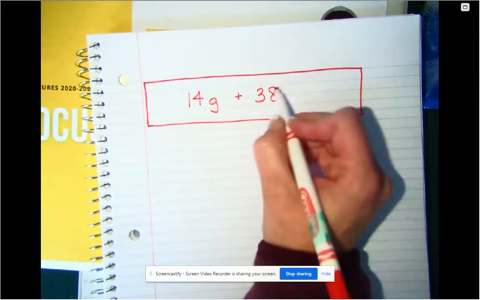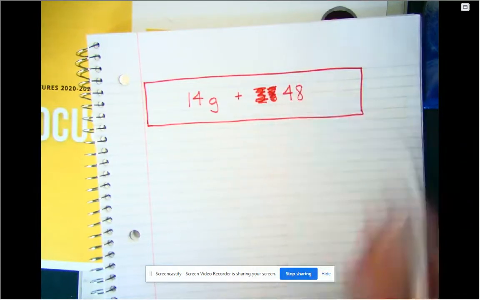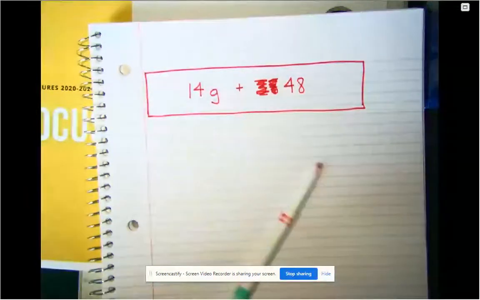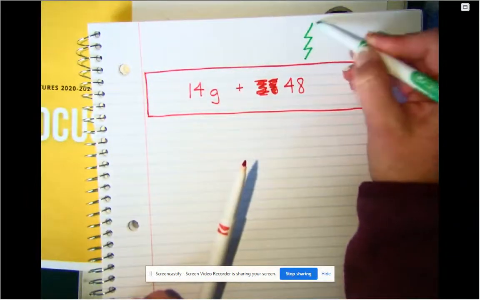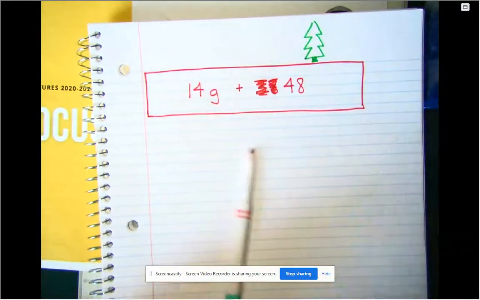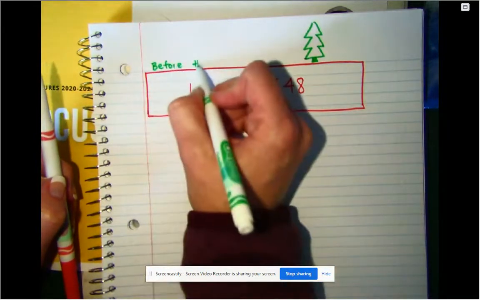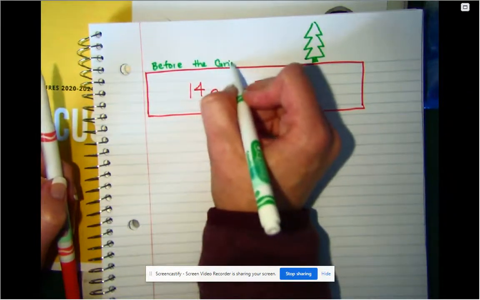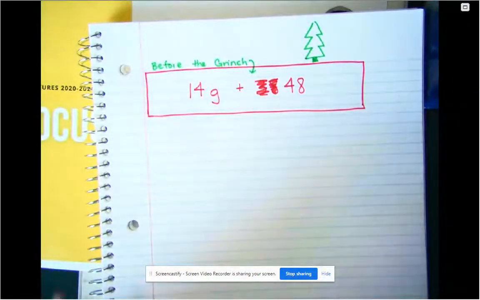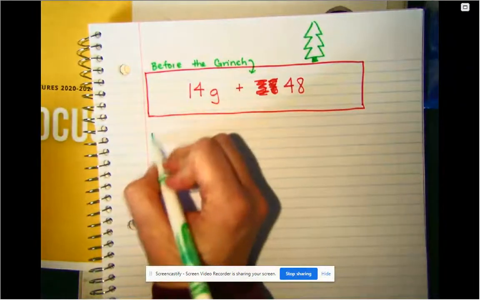No, I don't want to do that. 48. 14g plus 48. All right. This is the presents under the Christmas tree, right? This is something before the Grinch has gotten to it. This is like after Santa has come. Okay? So first of all, the Grinch sneaks in and he's scoping around to see how much can he take.